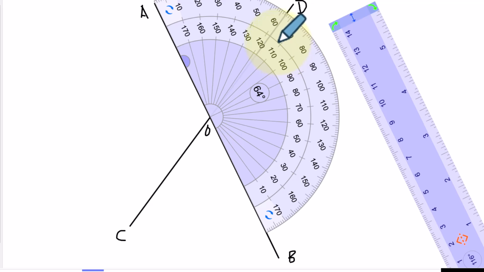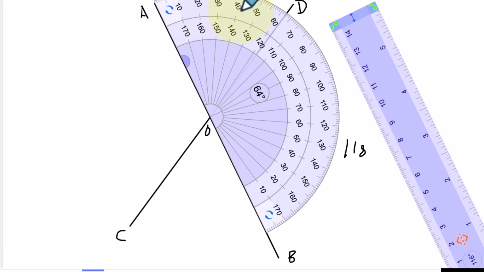Let's see what this one will give us. This one is giving me 110. You can see I'm using the inner scale. This 110. So this is 15, 16, 17. I'm getting 18. So this side is giving me 118. Let me write it so that I'll not forget.